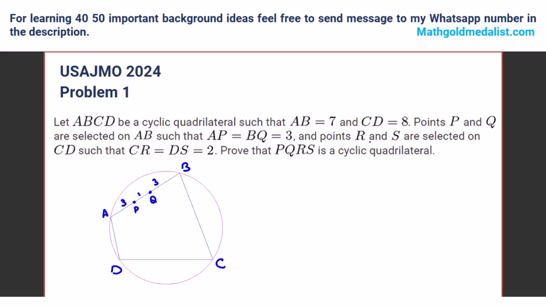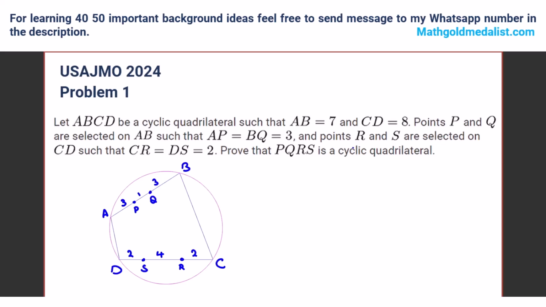And it says points R and S are selected on CD such that CR equals DS is 2. Why is the middle one 1? Because AB is 7, and 3 plus 3 plus 1 is 7. So CR is 2, DS is 2, and SR is what? Because CD is 8, 8 minus 4 is equal to 4. And then it says, prove that PQRS is a cyclic quadrilateral.